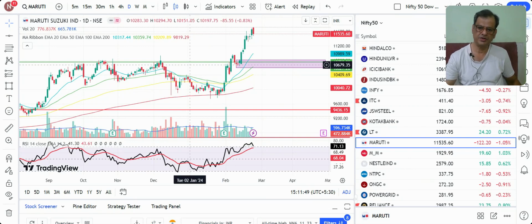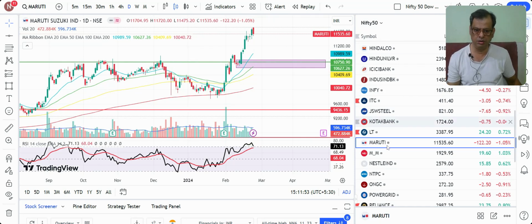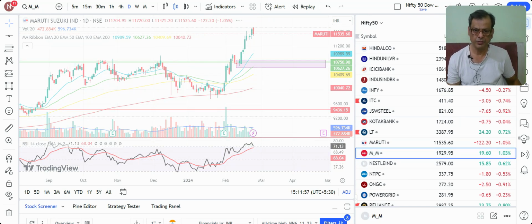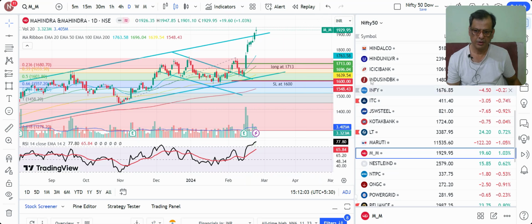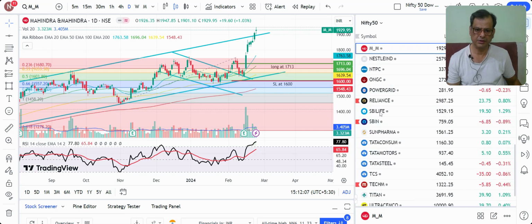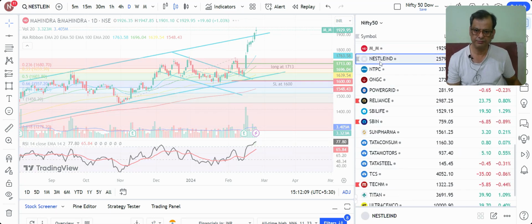This is on resistance and supply zones, and let's look at M&M chart. We are looking at the M&M chart, and there is too much stuff here. Let me go to another chart.